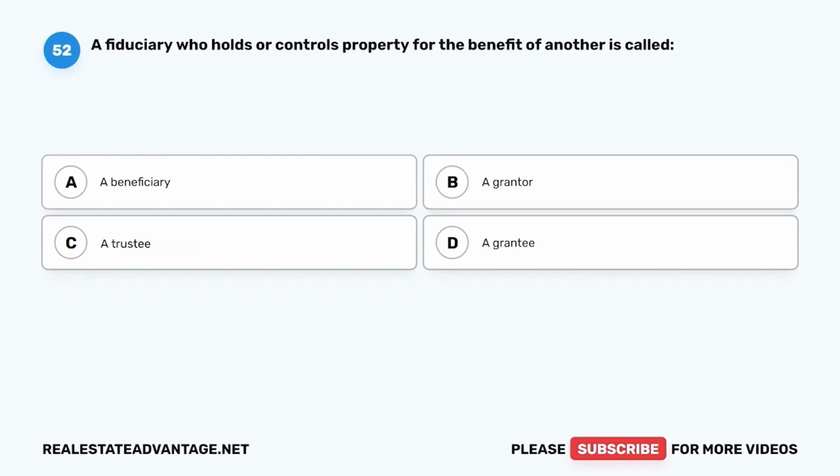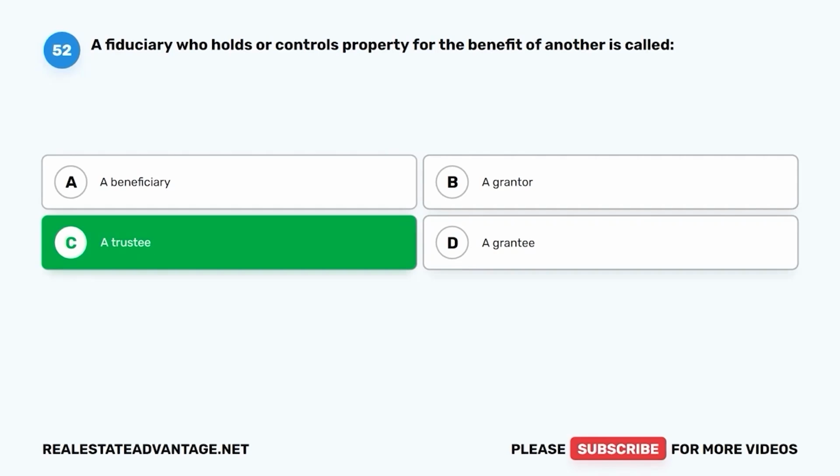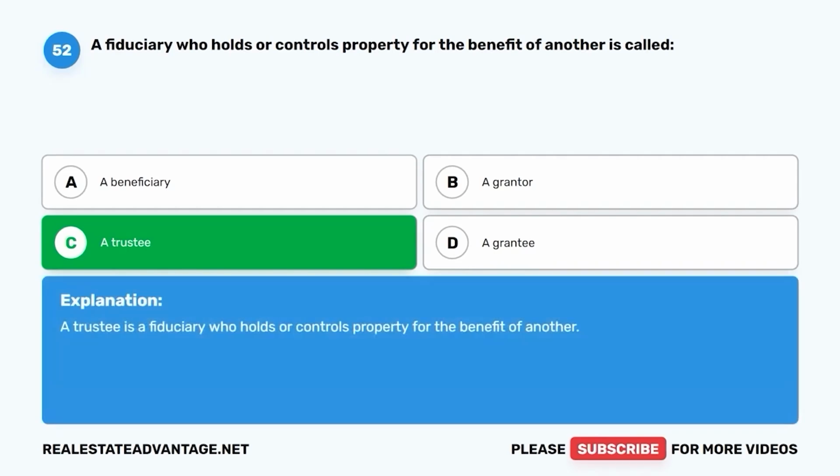Question 52. A fiduciary who holds or controls property for the benefit of another is called A, a beneficiary, B, a grantor, C, a trustee, D, a grantee. The correct answer is C, a trustee. A trustee is a fiduciary who holds or controls property for the benefit of another.